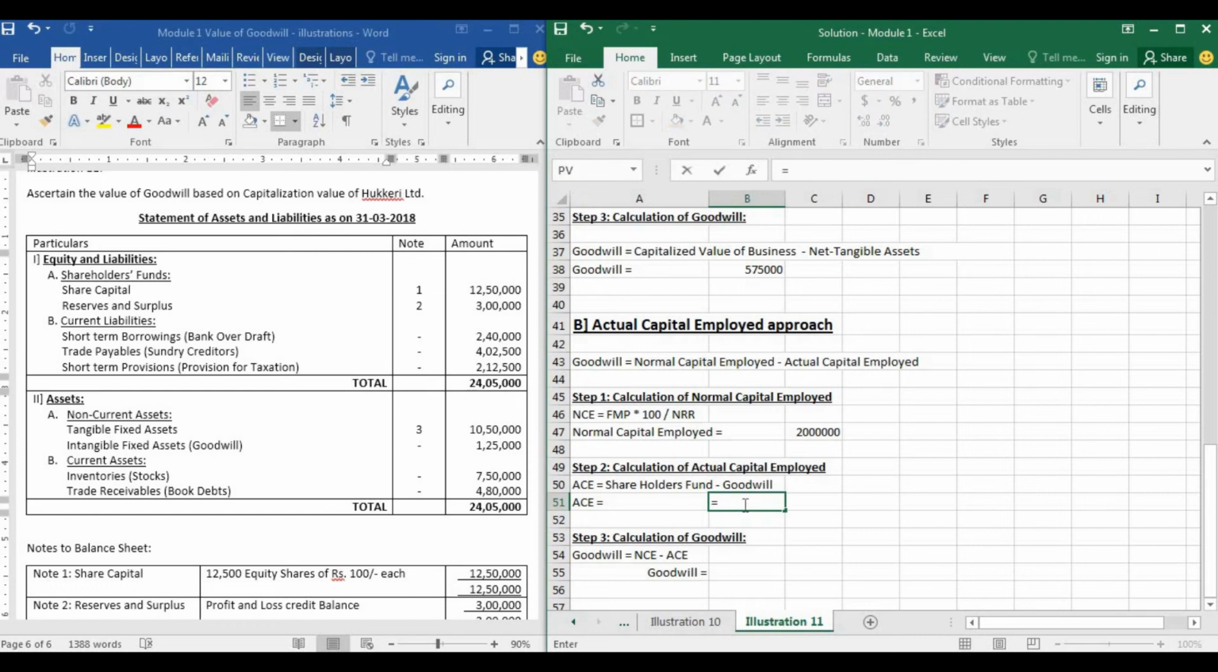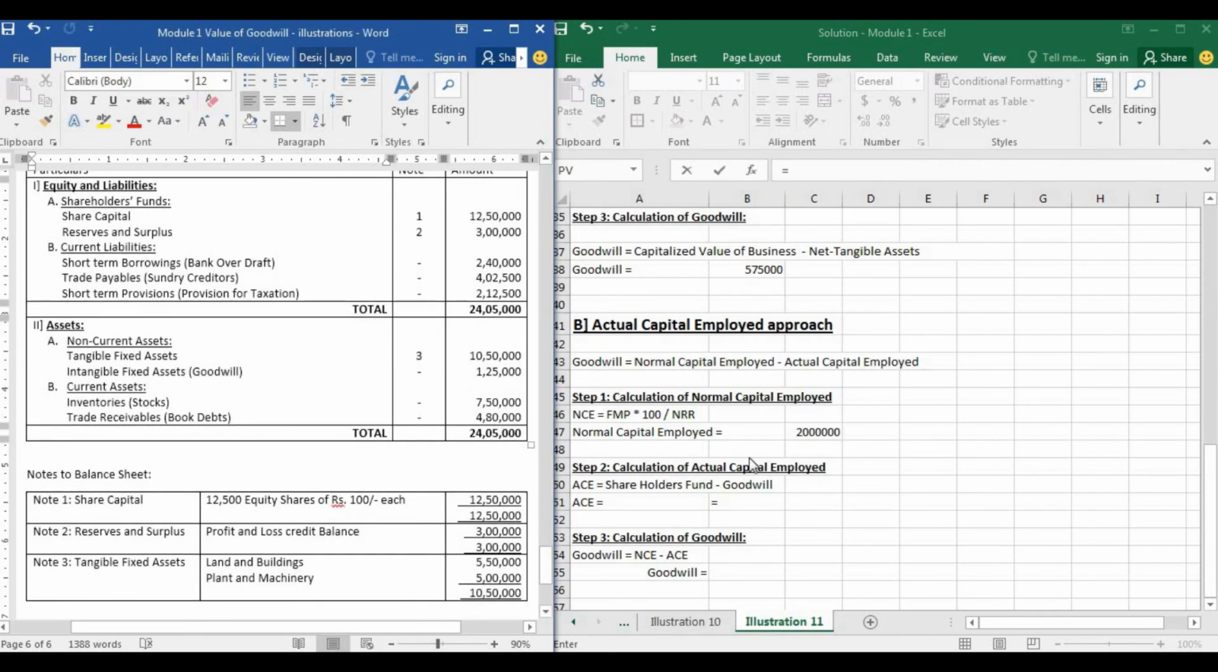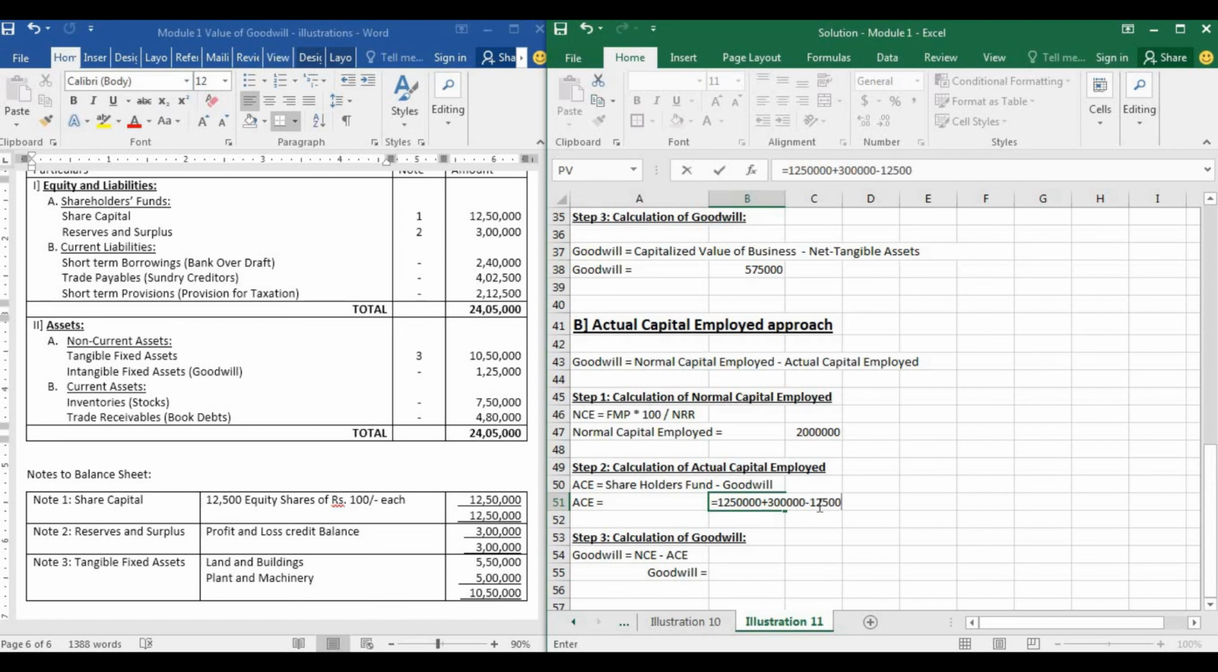Shareholders fund, we have two working notes under shareholders fund. One is share capital and other one is reserves and surplus. So under share capital, see here, we have equity shares, and under reserves and surplus, we have only profit and loss account credit balance. So we don't have sub points under those notes. We can directly take the amounts from the balance sheet. 12,50,000 plus 3 lakh minus the value of goodwill. Goodwill is valued at 1,25,000. Look at the balance sheet. With this, we get the actual capital employed at 14,25,000.